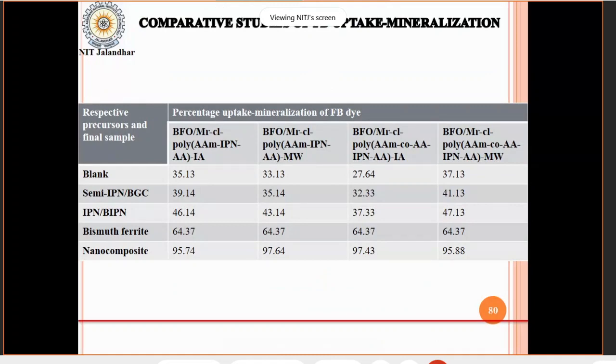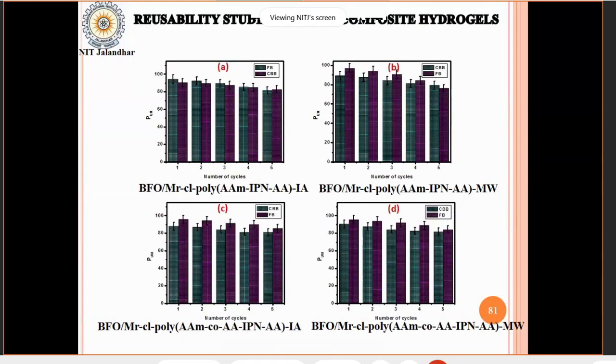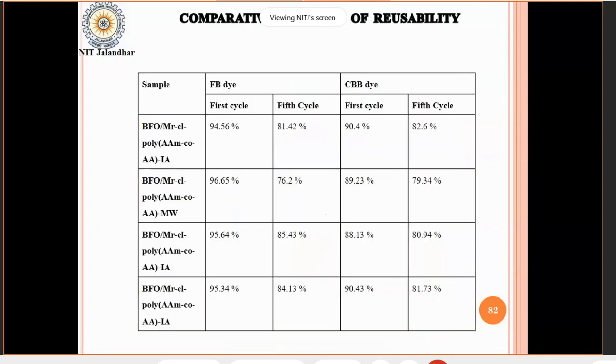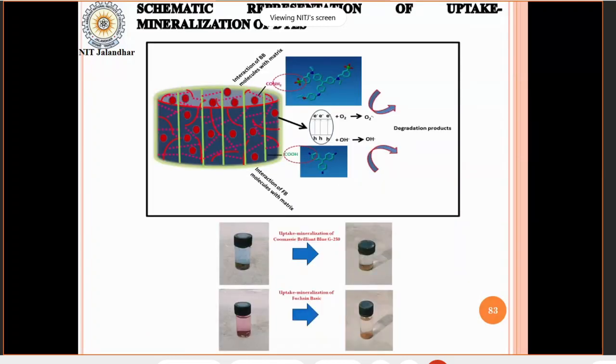Positive dye uptake and mineralization. And how many cycles they can be recycled: up to 5 times they can be effectively used. Such material can be used up to 5 times, 5 cycles. Yes, they can be used up to 5 cycles very effectively.